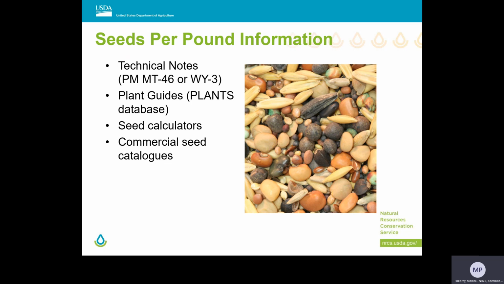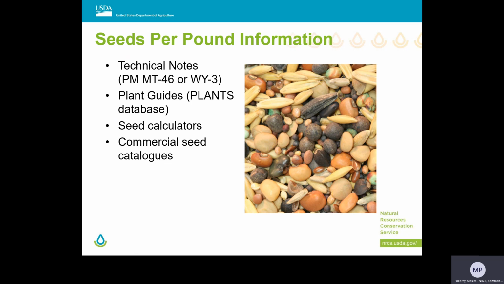Those are located on the Montana and Wyoming Plant Materials website. If you don't find information on a particular species on that site, you can go to the plants database and look at the plant guide for those species. You can also look at the seed calculators that we have available for Montana and Wyoming, and they'll provide the seed per pound per species that we commonly seed. And if you can't find it in any of those plant material resources, you can look at commercial seed catalogs.